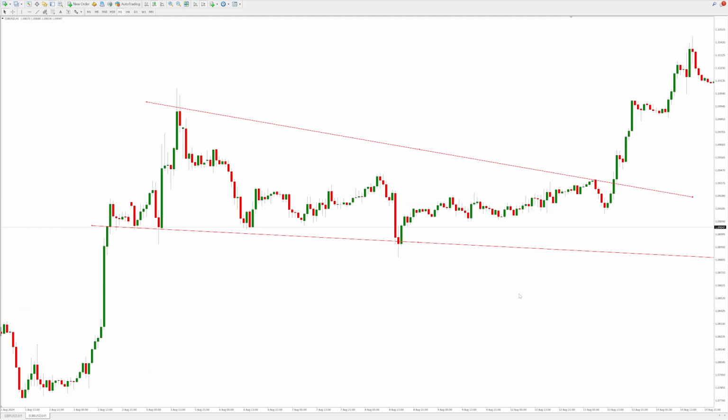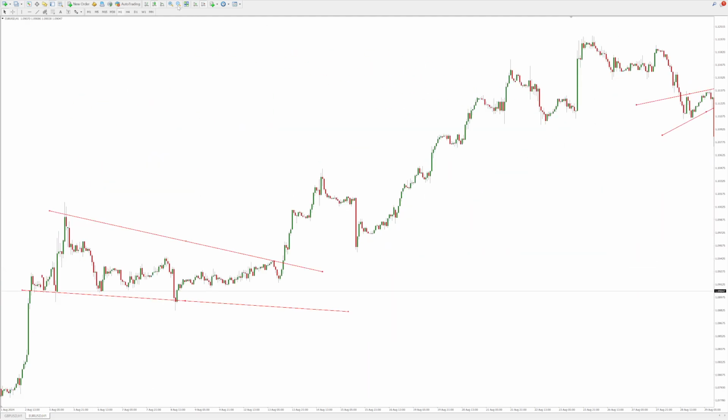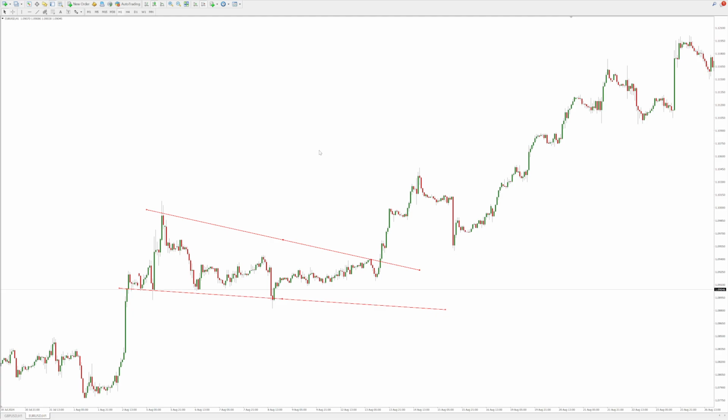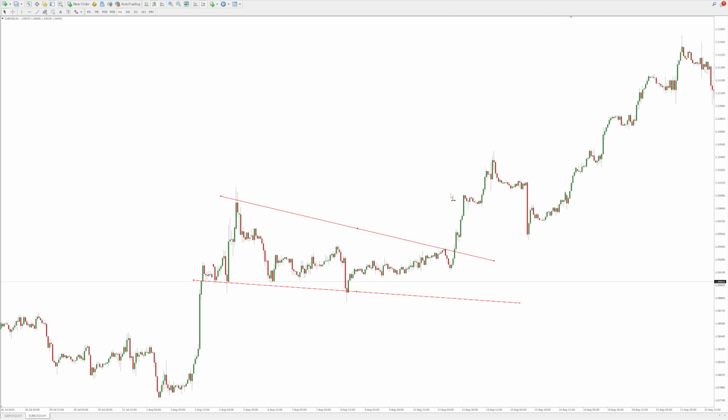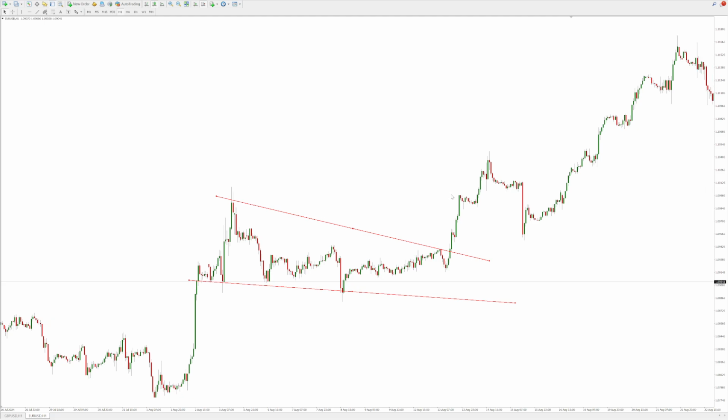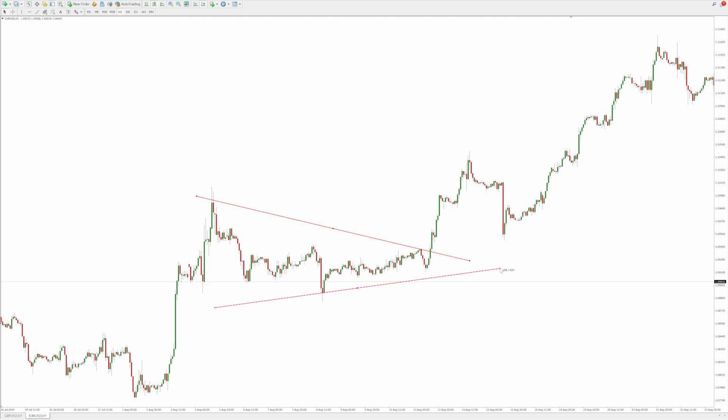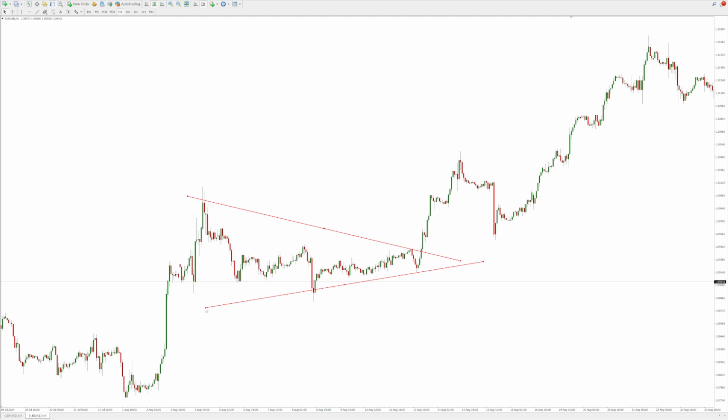As we move along, I've marked off another one here. I tend to zoom out when I'm marking them just because I think it makes the overall picture clearer. As you can see here, again, lower highs do actually have higher lows here. You have ascending wedges and descending wedges as well. Either way works. It just depends.